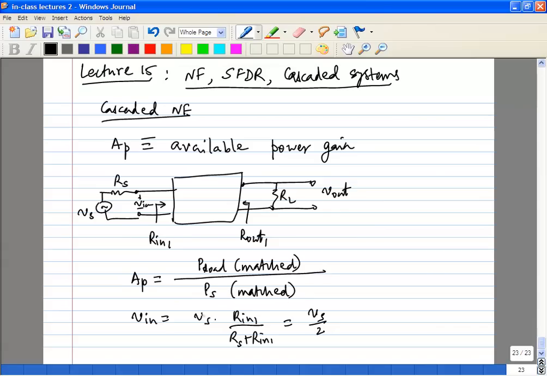What you'll see is that in some cases we'll prefer to write this as Vs over 2. In other cases we'll prefer to leave it as a ratio of impedances, and you'll see why, because when we consider cascaded systems, we want to bring it to a form which is familiar to us. In this case we decide to write it as Vs over 2. There are cases where you will replace Rn1 with Rs, and cases where you would replace RL with Rout1 and so on. But for now we'll write it like this.